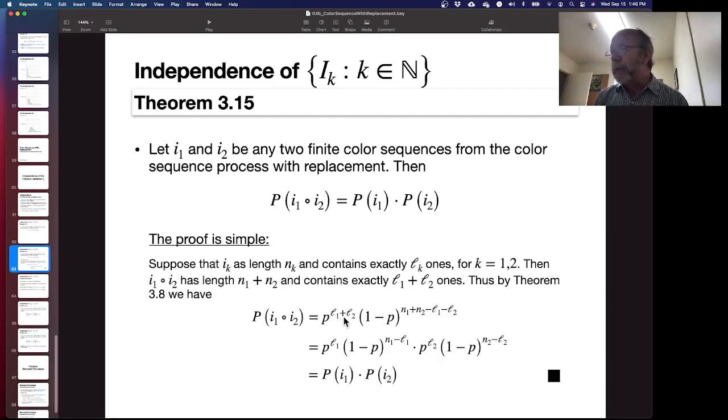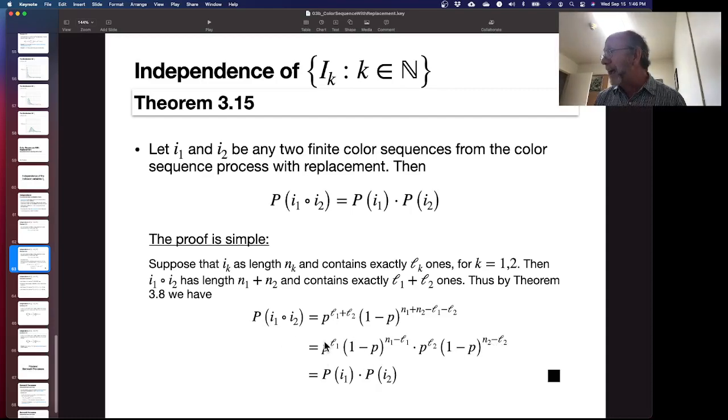The exponent on p is the total number of ones in both sequences together, and the exponent on 1 minus p is the total number of zeros. But then just using properties of exponents, you can write that the way you see here on the second line: p to the number of ones in the first sequence times 1 minus p to the number of zeros in the first sequence, times p to the number of ones in the second sequence times 1 minus p to the number of zeros in the second sequence.